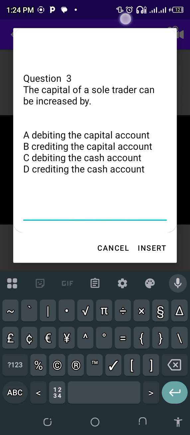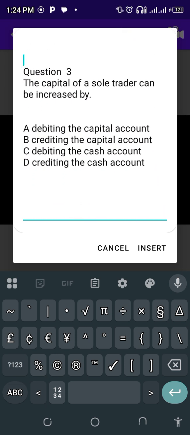Question 3. The capital of a sole trader can be increased by: debiting the capital account, crediting the capital account, debiting the cash account, or crediting the cash account. Now, from the logic of the accounting equation, assets equal capital plus liability.